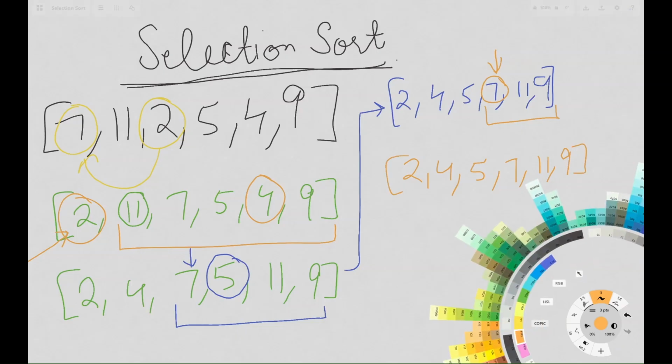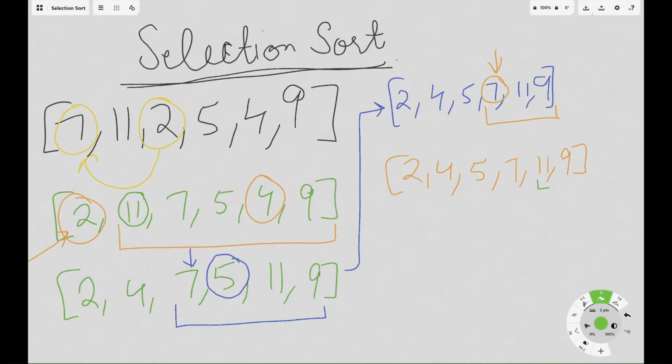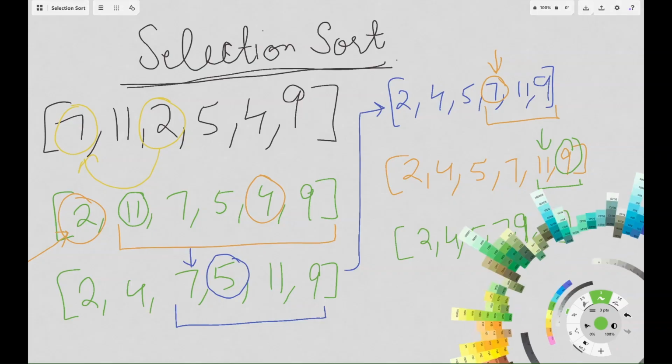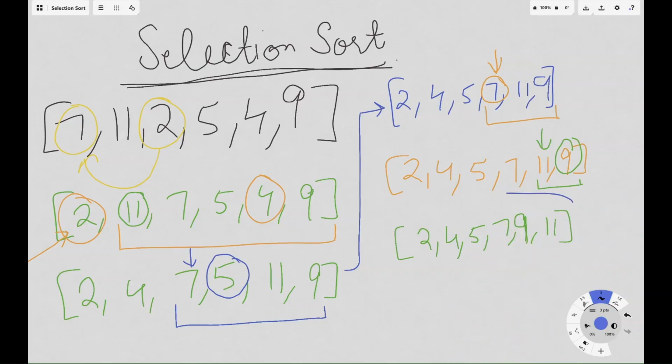Next, let's pick up the next subarray, which is 11, 9, my smallest element is 9. I'll replace it with the first element, so the array will become 2, 4, 5, 7, 9 and 11, and this is our sorted array. This is how selection sort works.